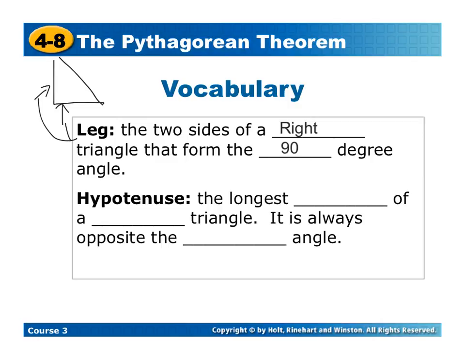And then the other one is the hypotenuse, which is the longest side of a right triangle. And it is always opposite the 90-degree angle, or the right angle. So here, our hypotenuse would be this side here, and there's our 90-degree angle.